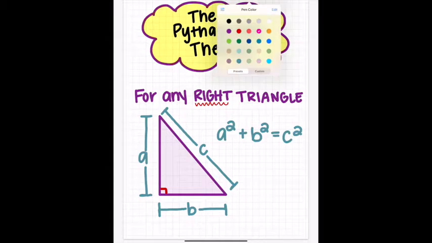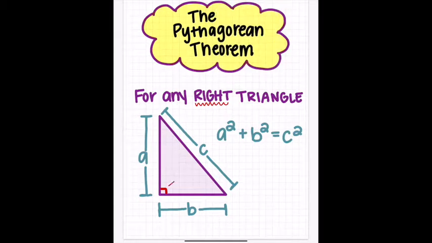Now, the side that is directly across from that 90-degree angle is your longest side. So C is the longest side of this triangle. Well, if I have a grid, or if I'm told the length of this side, A, or this side, B, then I can find the length of C.